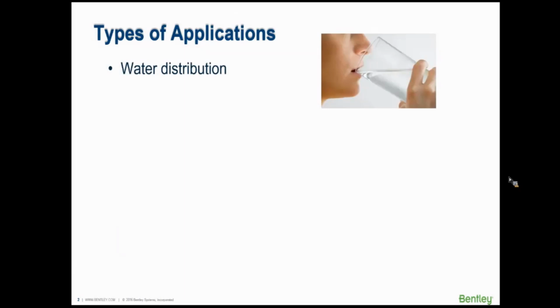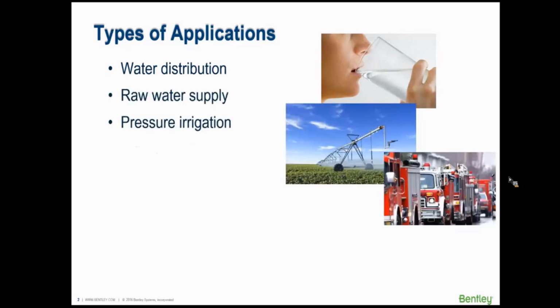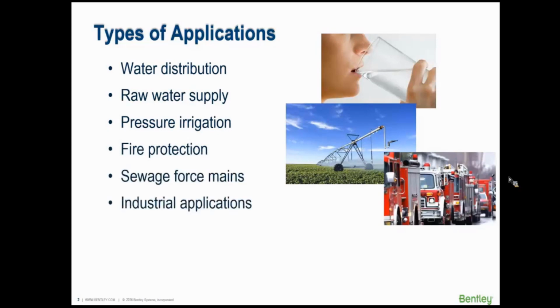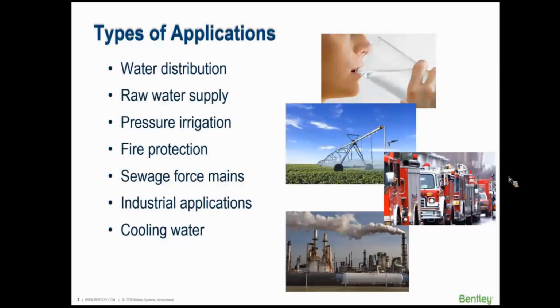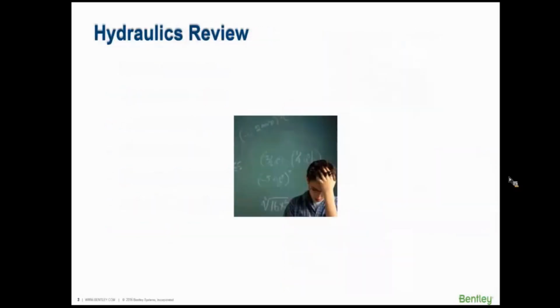What do we do at modeling? Why do we have models? Why are we using them? Well, they're developed mostly for water distribution system applications, but the hydraulics in there are good for a lot of other things, such as raw water lines, pressure irrigation systems, fire protection systems, sewage force mains, different industrial applications, cooling water applications, and a lot of things that you could use these hydraulic models for.